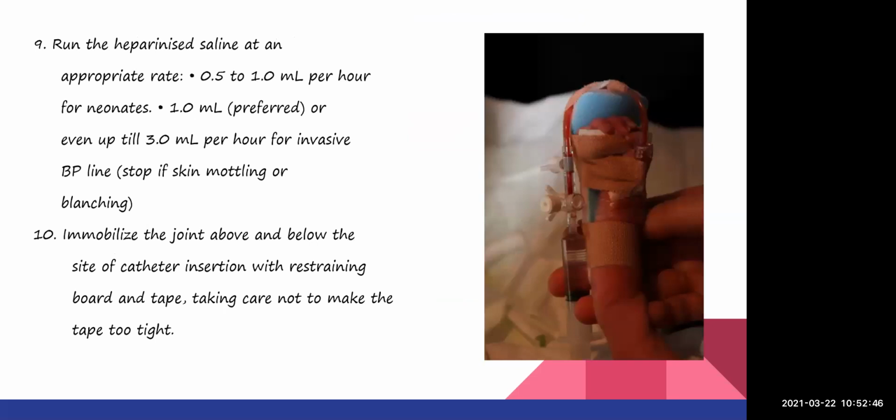After that, we run the heparinized saline at an appropriate rate. For example, for neonates, it should be 0.5 to 1 ml per hour. So lastly, we immobilize the joint above and below the site of catheter insertion with restraining board and tape, just like in peripheral intravenous cannulation. And we must make sure not to make the tape too tight.